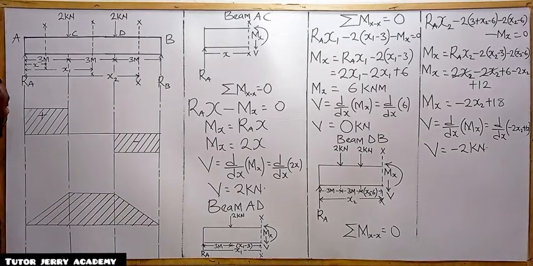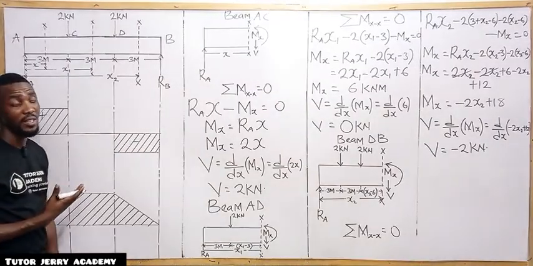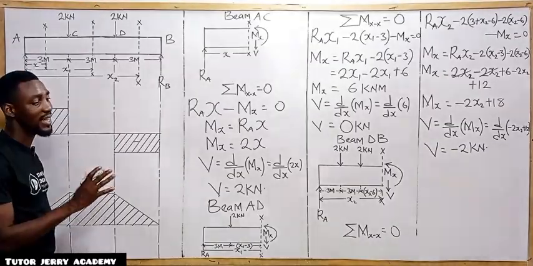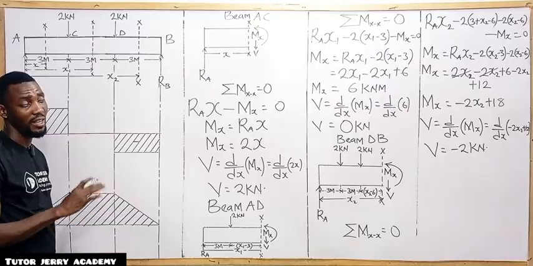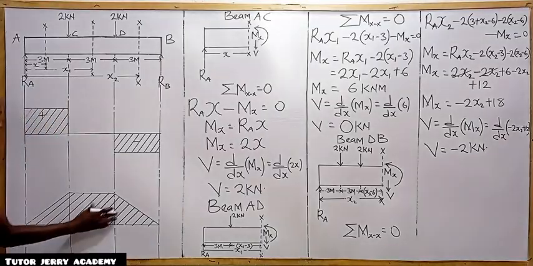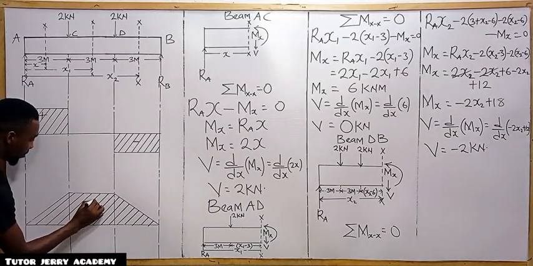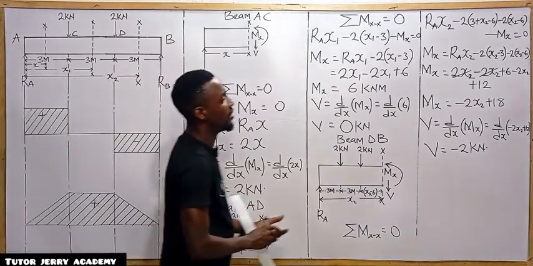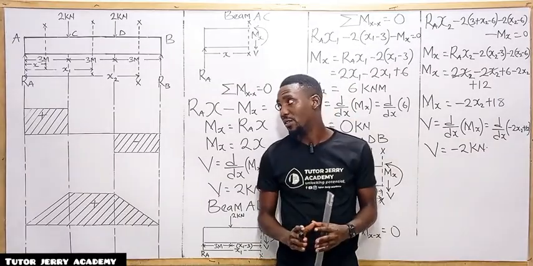Alright, so this is it, and you see we don't have a point of contraflexure, right? Because we know a point of contraflexure is a point whereby our bending moment diagram changes in sign, either from positive to negative or from negative to positive. So all of this is positive throughout. Alright, so this is how to go about the question, and I believe we understand this carefully.